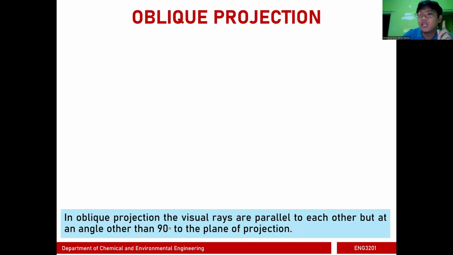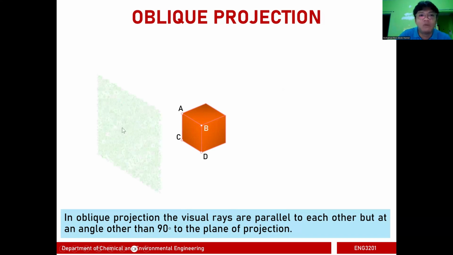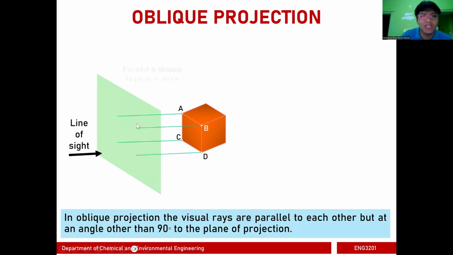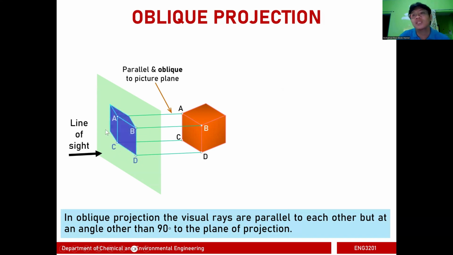It has 3D appeal. The only difference here is that the visual rays of light are parallel, yes, but your plane of projection is not at a 90-degree angle. So they are kind of tilted by some value. I don't know what the values are, so we'll check. Now let's say this is the object, cube ABCD, your plane of projection, but not 90 degrees. Your line of sight, same thing. So when they are represented at a different angle, you still have a 3D object, but with a slightly different appearance.